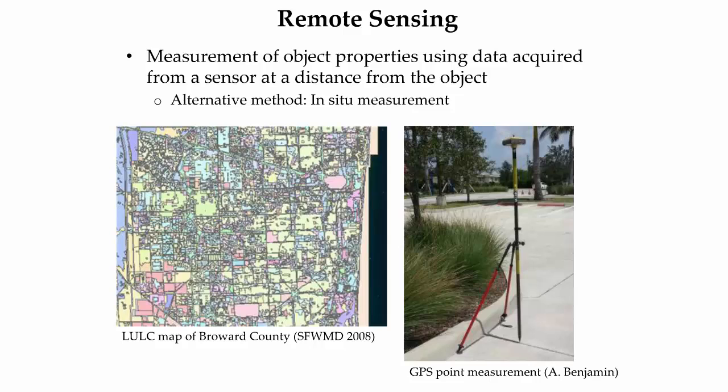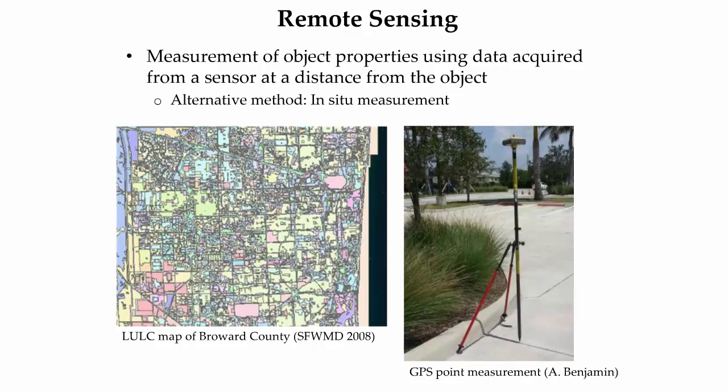The term remote sensing is used to describe the measurement of object properties by acquiring data from a sensor at a distance from the given object. By using spectral and radiometric data captured by a sensor, information about an object's properties can be determined more efficiently across greater spatial areas than in situ measurements alone. An in situ measurement is a physical measurement of an object.